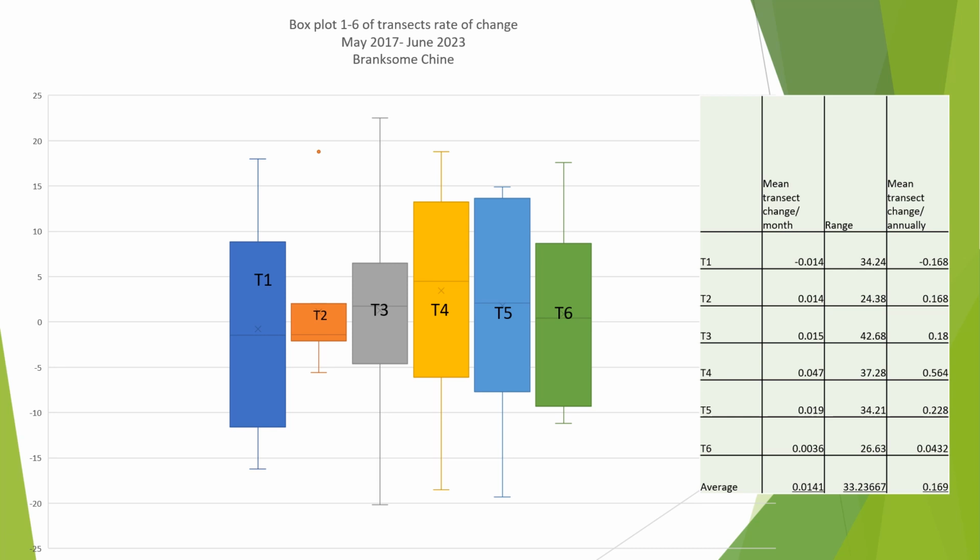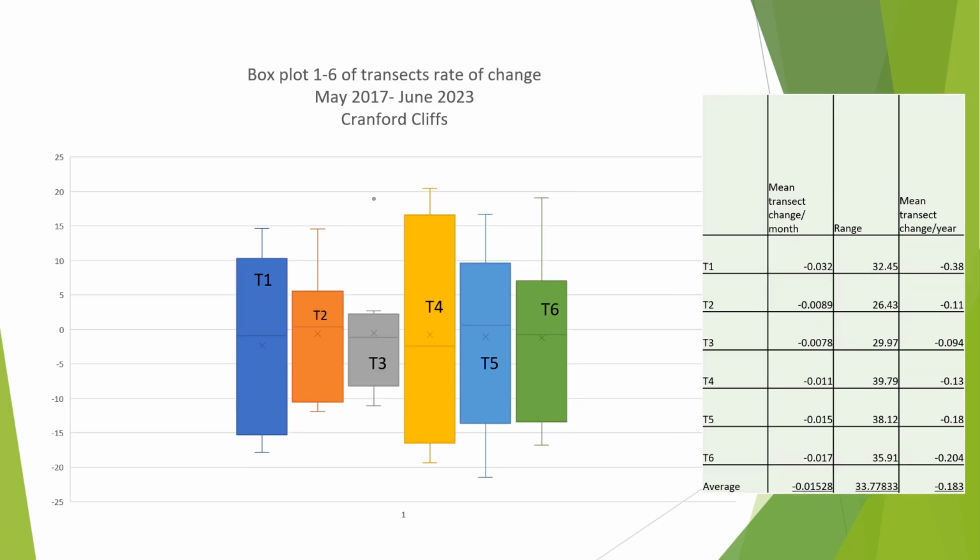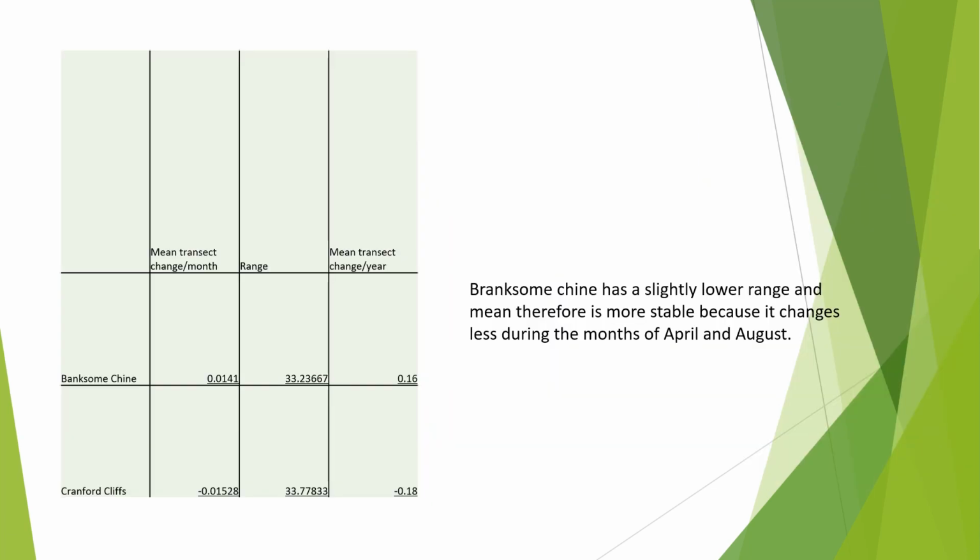So this is just a box plot of my data at Branksome Chine, but we'll come back to that. And the same for Cranford Cliffs here. This shows the average range and the average mean, which is lower at Branksome Chine, therefore it is more stable because it changes less during these months. And overall, Branksome Chine changes less, so yes, it is more stable than Cranford Cliffs.